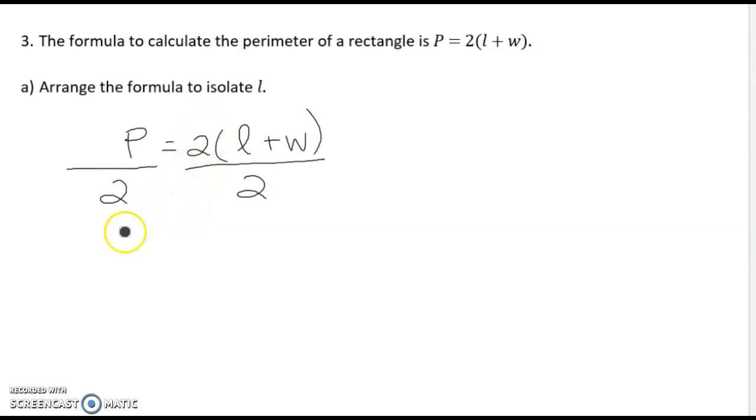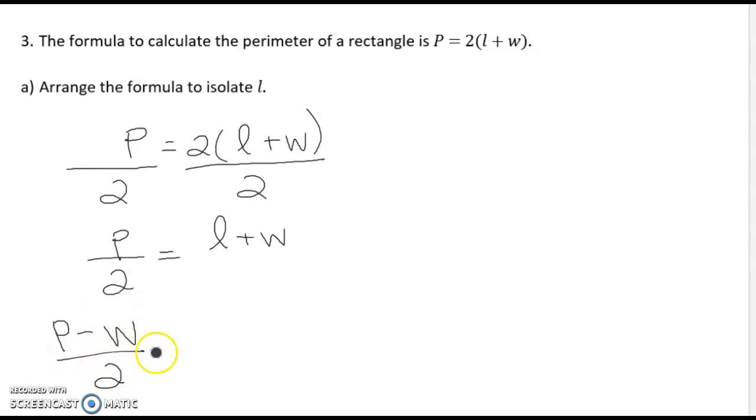Okay? So now we are left with P over 2 equals length plus width. Now because we want to solve for L, we need to get rid of W. Because it's a positive W here, when you move it here, it becomes a negative W. So it's going to be P minus W, over 2, equals L. And then that's your final answer.